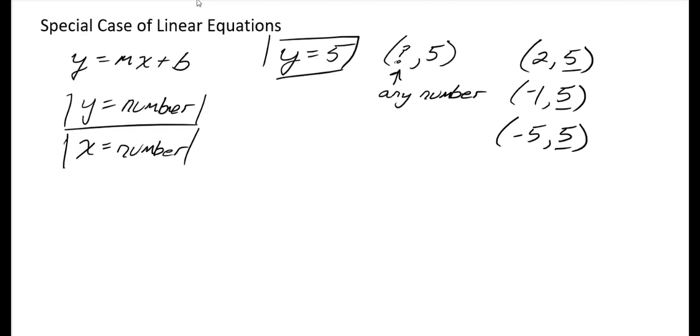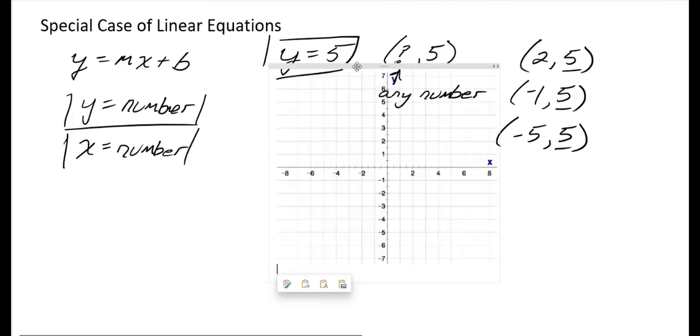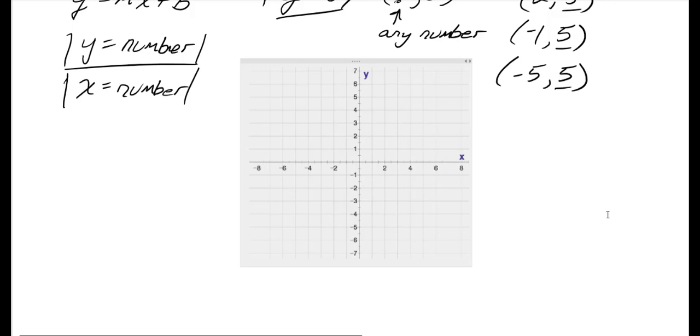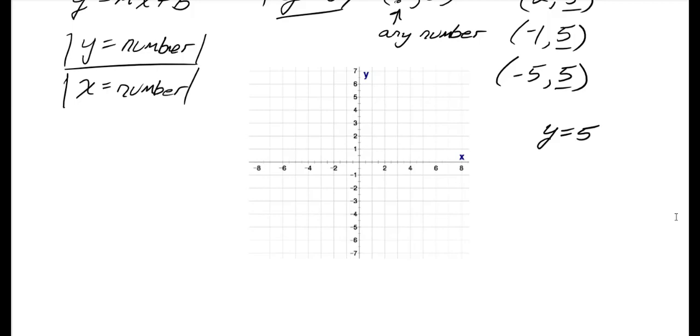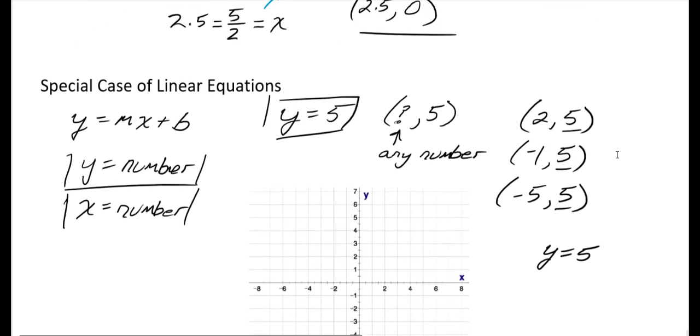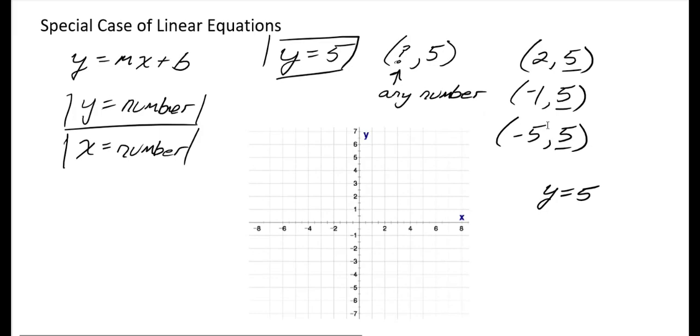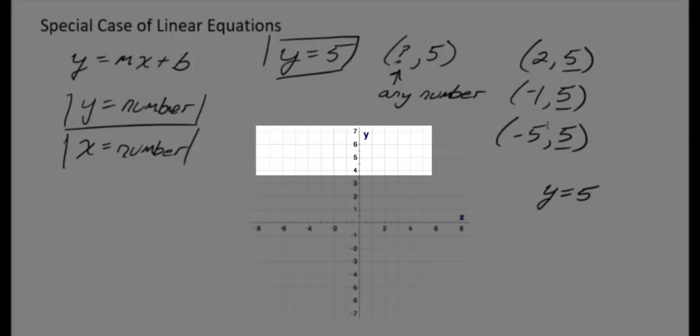Okay, so now let's look at a graph. What we're going to do is graph the equation y equals 5. Well, I generated some points earlier. Here's my points, 2 comma 5. So we'll go ahead and plot 2 comma 5, -1 comma 5, and -5 comma 5.